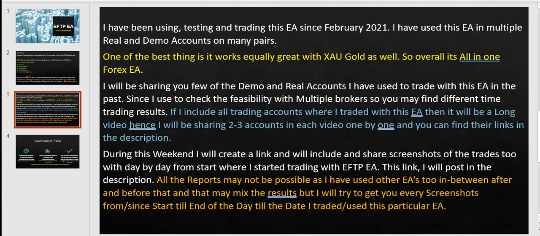Okay, as you already know, I'm using around 14 to 15 VPS with around 20 to 24 accounts, and I used to test the EAs on all those accounts at a time, all the time in fact. Okay, so I will try to create this folder, and will provide you the link in the description during the weekend, maybe by tomorrow. Okay, so let's go to EFTP.